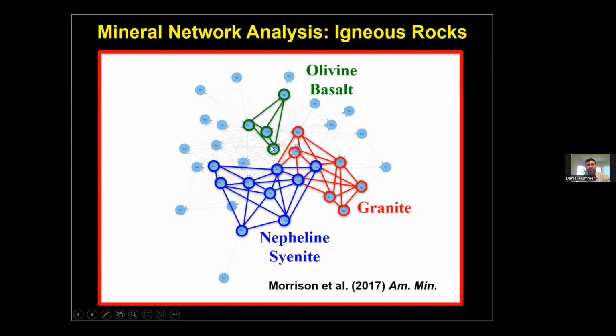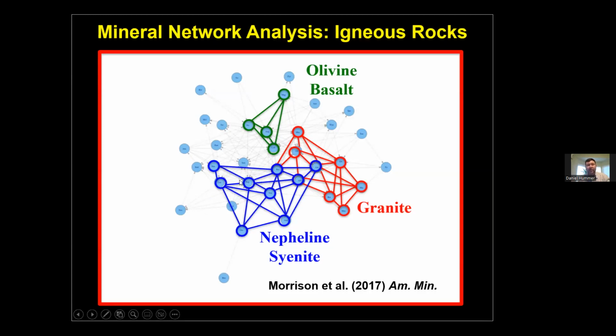So an olivine-rich basalt, for example, plots at this location in the diagram, all of these green ones. A granite plots right here over in a somewhat different location. Notice that there's no overlap in mineralogy between the basalt and the granite. A nepheline syenite plots right here.